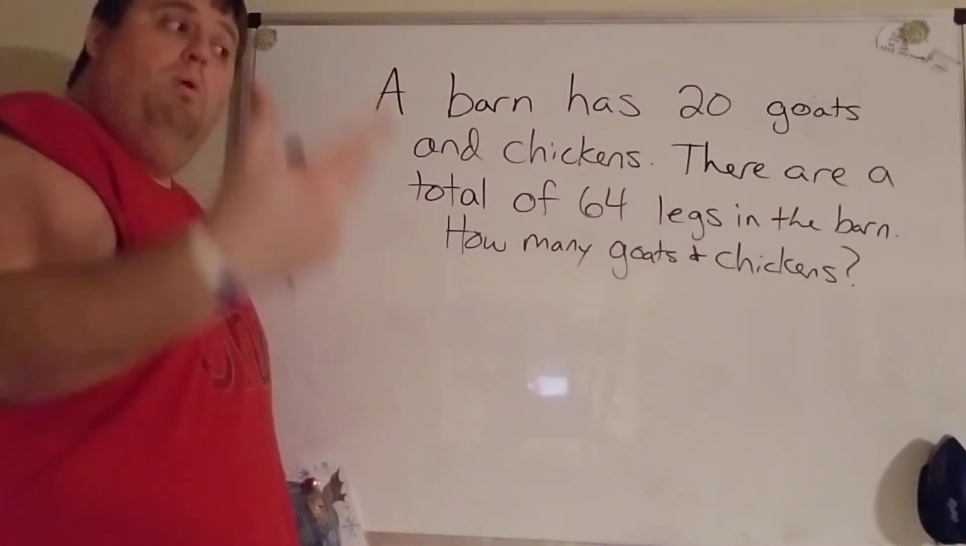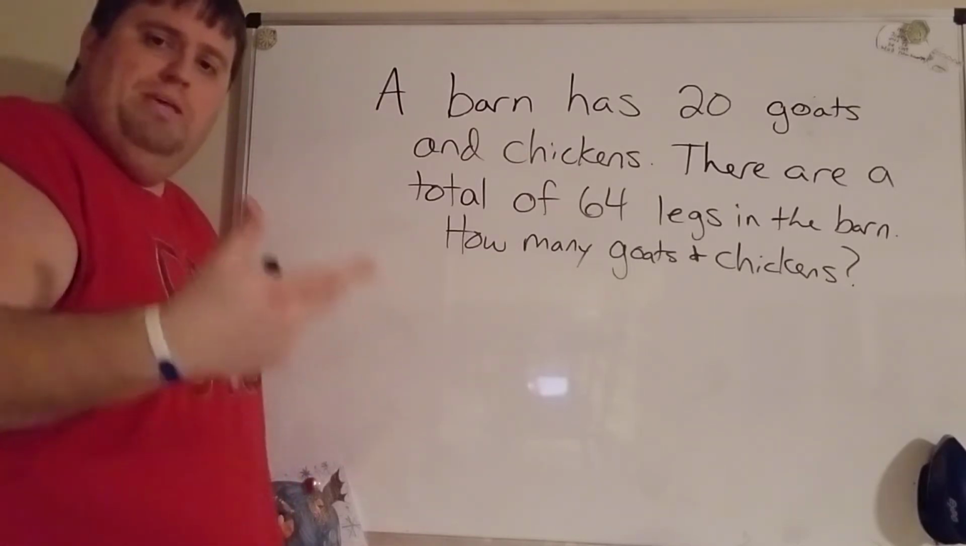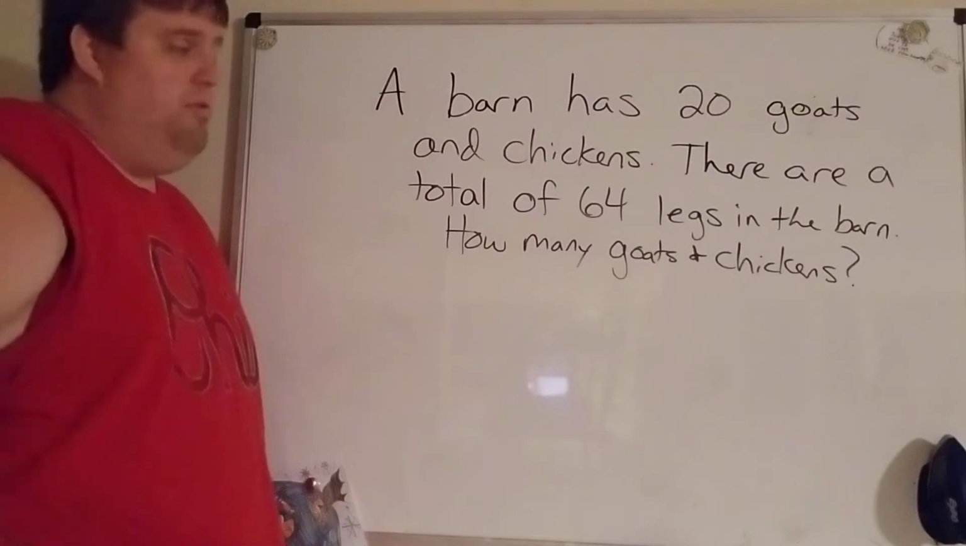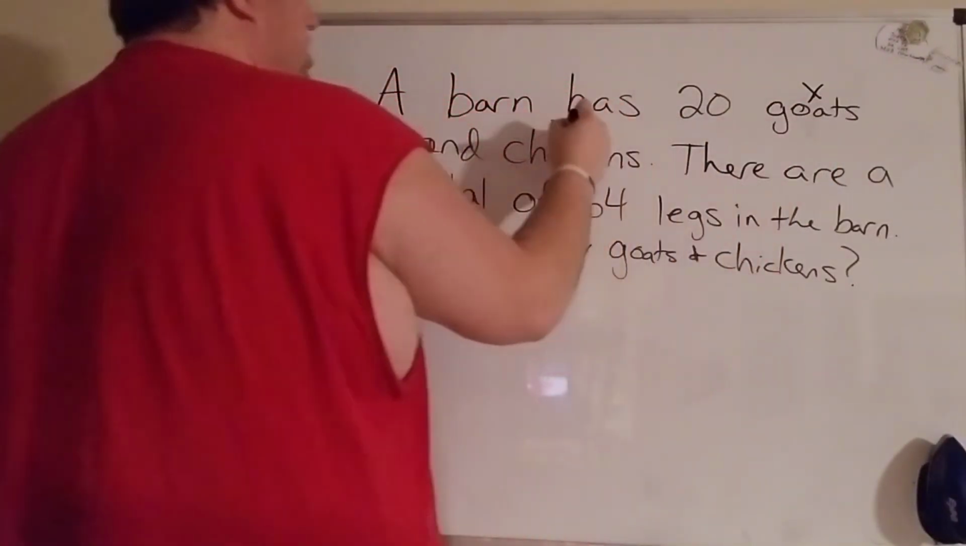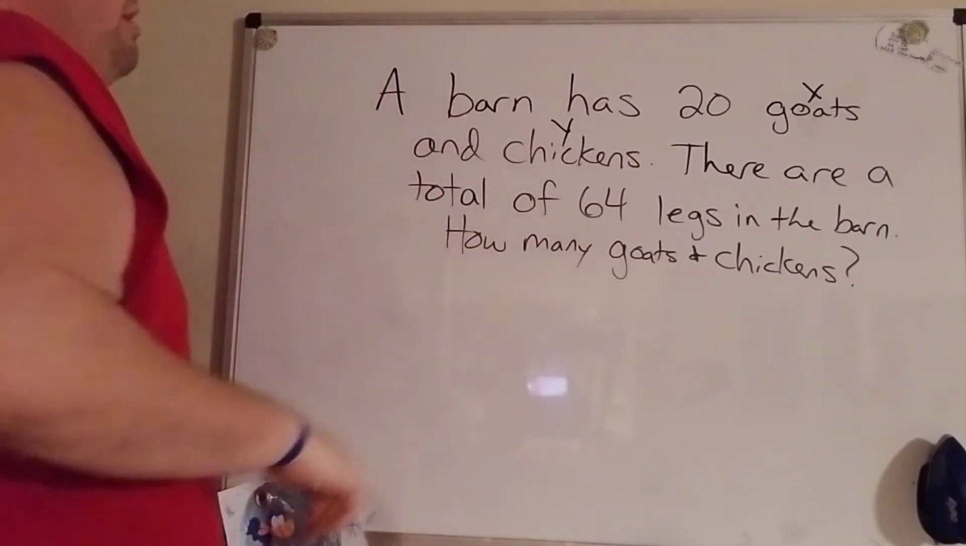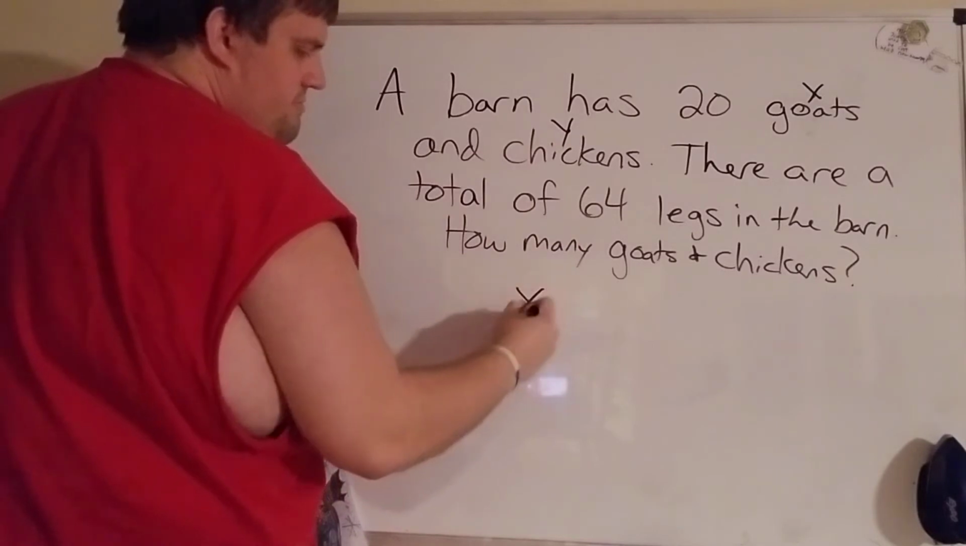Basically, you make one of your variables x, you make one of your variables y, and they're going to give you two pieces of information that's enough to set up an equation. So for example here, let's say goats are x and chickens are y. I know that if I add up my goats and chickens, there's 20 total.